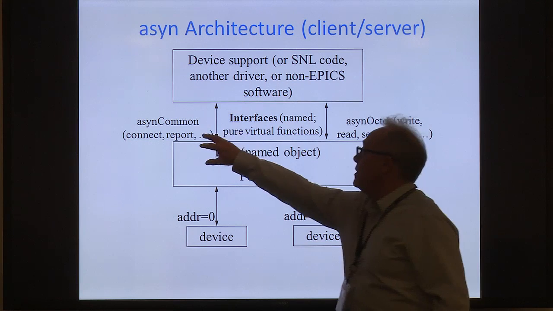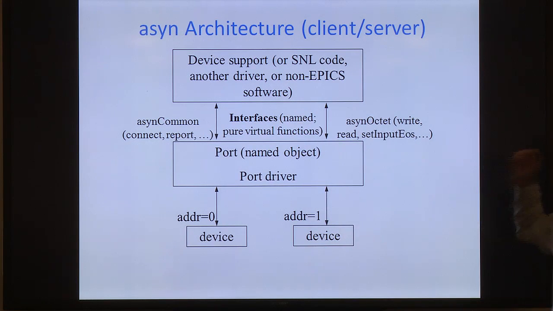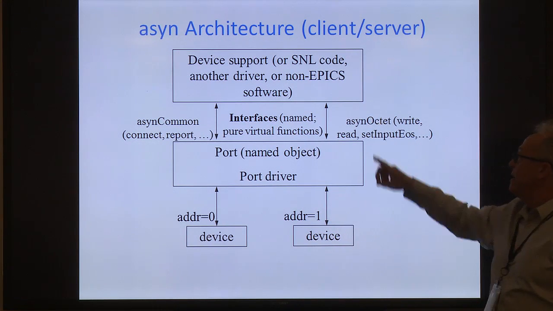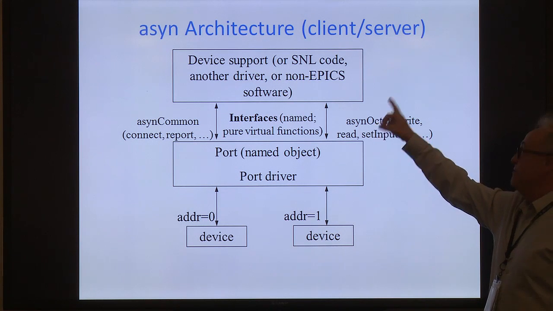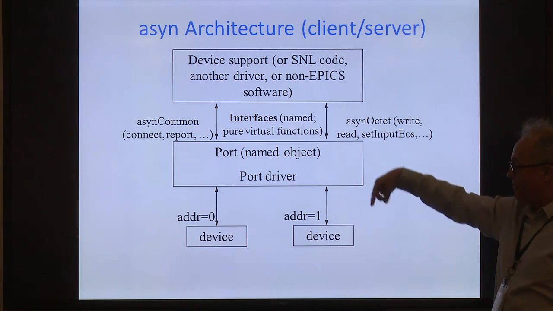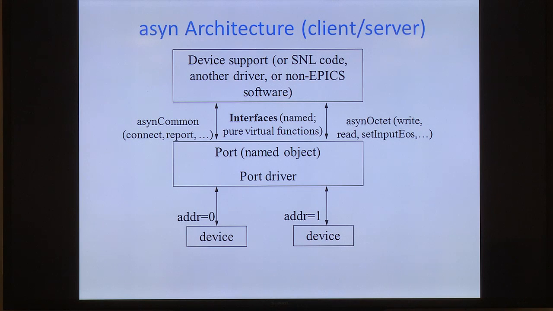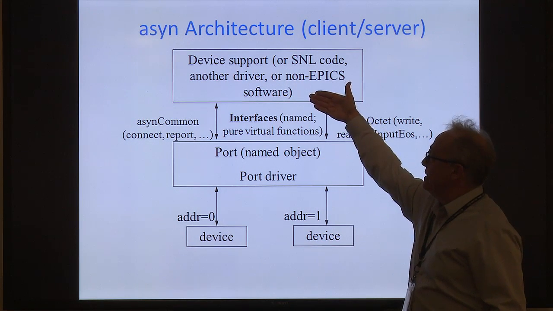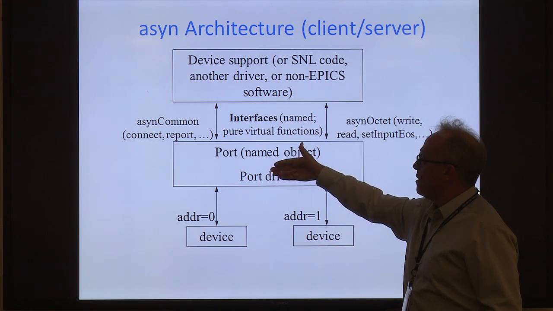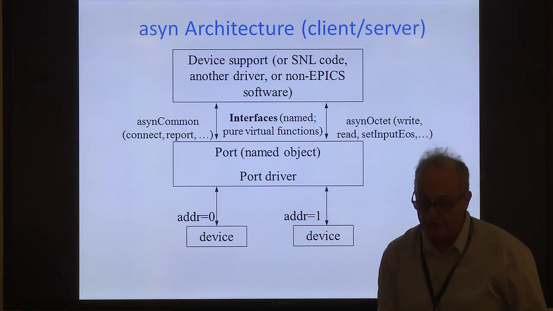So that's ASYN common, and then you have a number of other interfaces. ASYN octet, which is for reading and writing. You could call them strings, but it's not necessarily ASCII data. It could be binary data, but a sequence of octets, bytes. Then there's an int32 interface, and there's a number of other interfaces that I'll get into in a minute. So that's basically the structure. So the client needs to open an interface to the port and then communicate with it over that interface.